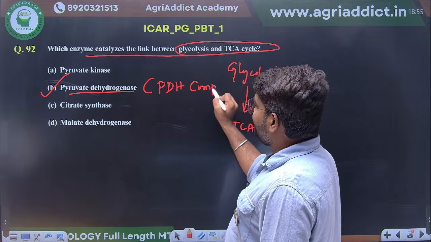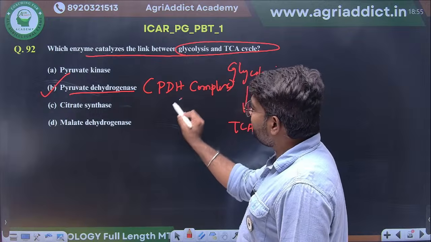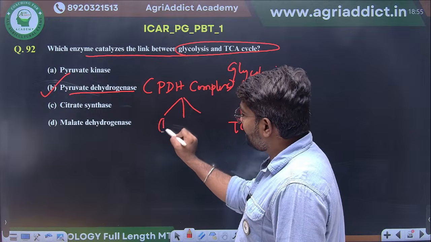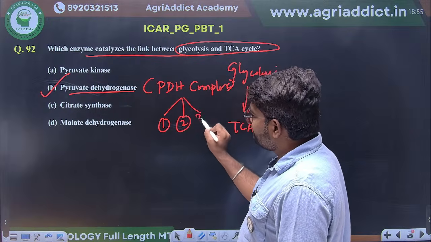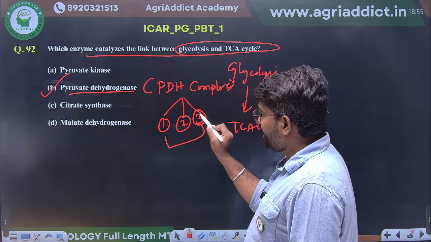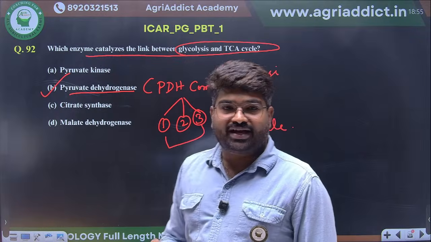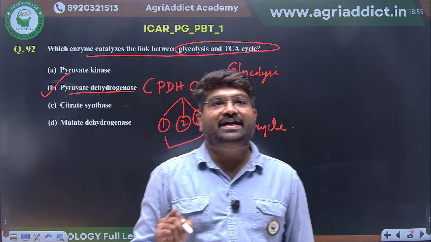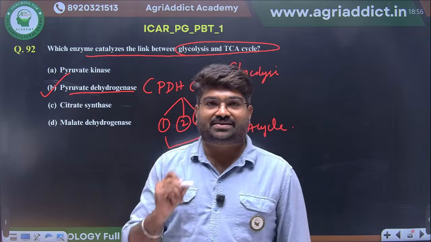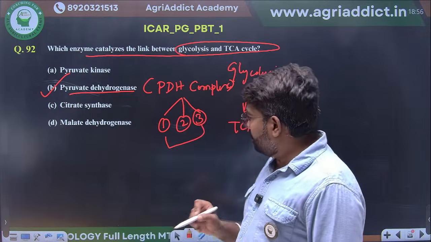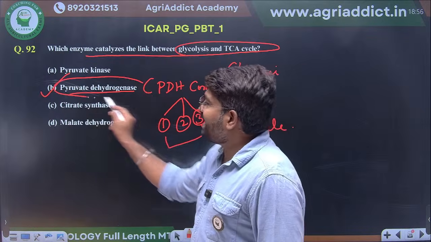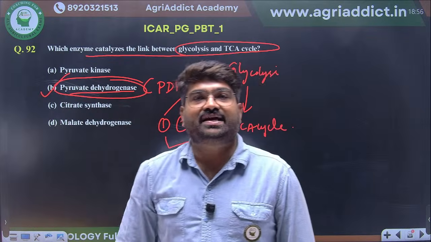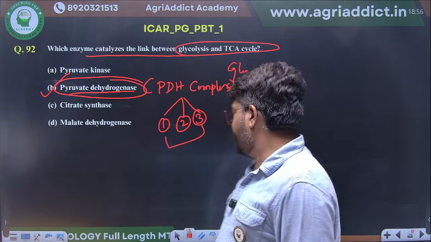Why are we saying this is a complex? Because it has 3 enzymes. This is important. 3 enzymes will be there. That's why we call this the pyruvate dehydrogenase complex. So this acts as a link between glycolysis and the TCA cycle.